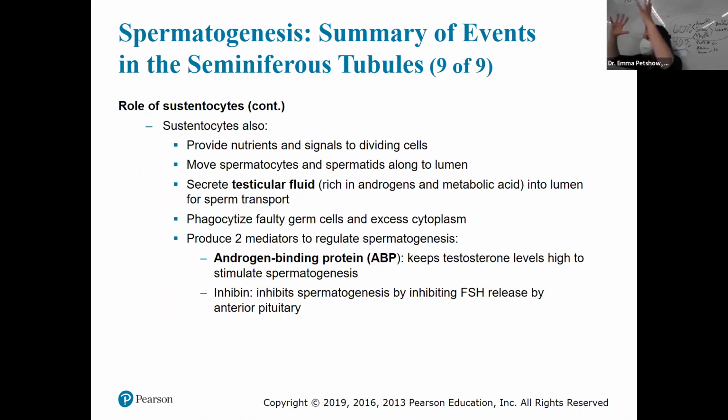Sustentacular cells also, because they're large and columnar, can provide nutrients to dividing cells. They can help with movement. They can secrete some testicular fluid that has androgens and some acids into the lumen. They can phagocytize germ cells and excessive cytoplasm. And they produce two mediators: androgen binding protein, which keeps testosterone levels high, and inhibin, which we've talked about already. So our Sertoli cells do pretty much everything.